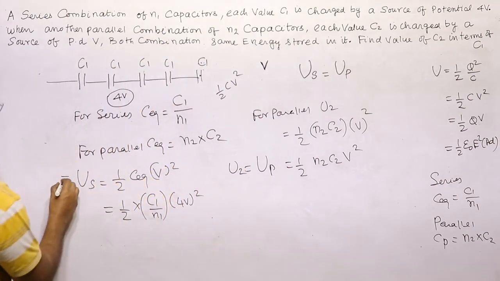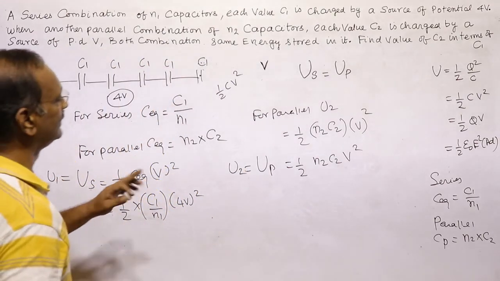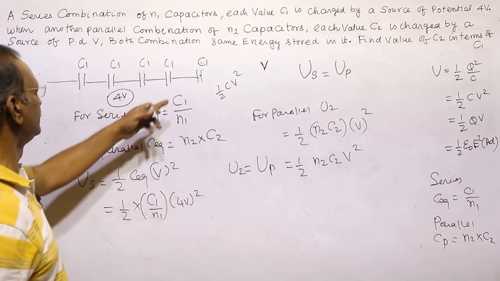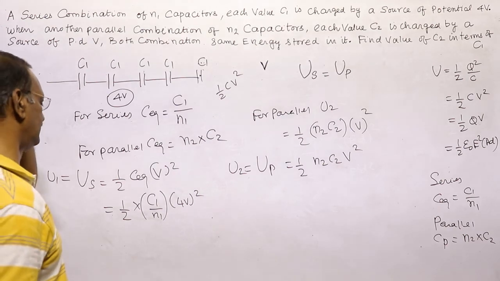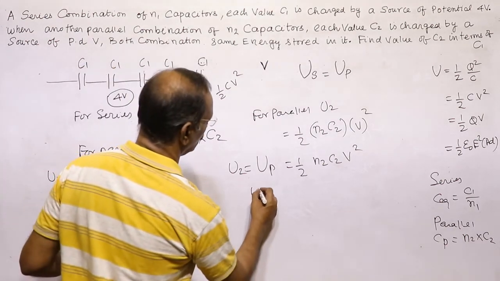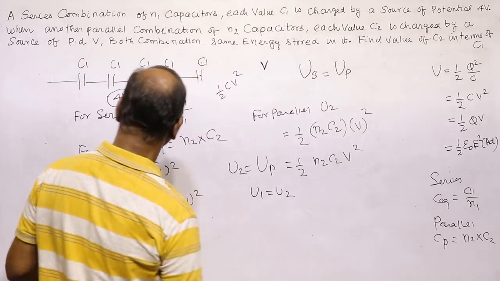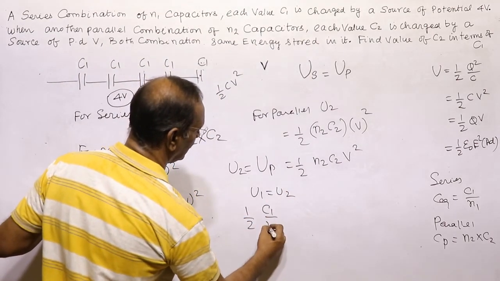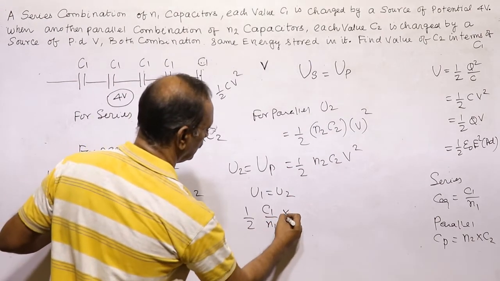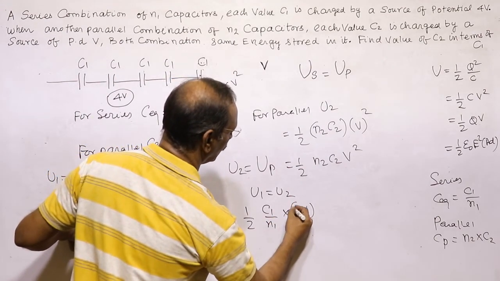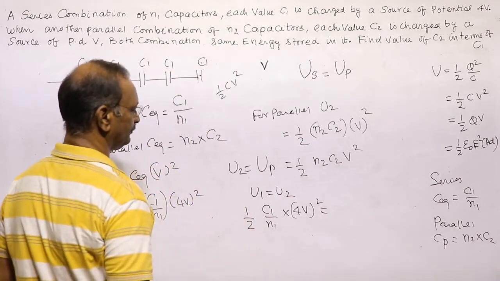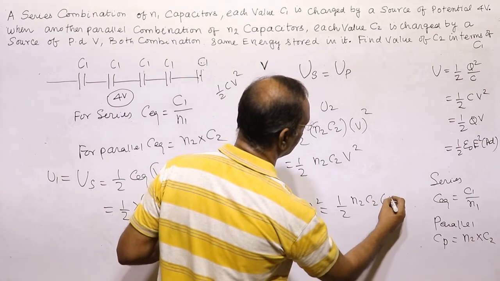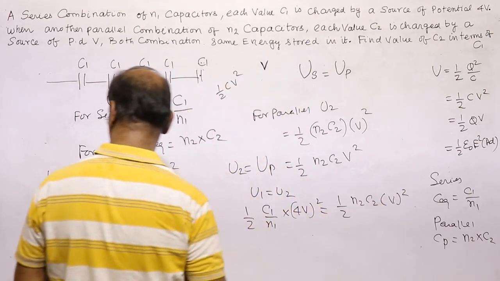This is U1 and that is U2. Both energies are the same, so U1 is equal to U2. U1 is half into C1 by N1 into 4V whole square, which is equal to U2, half into N2 C2 into V whole square.